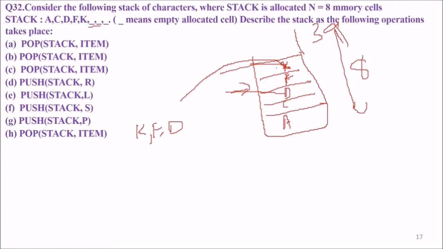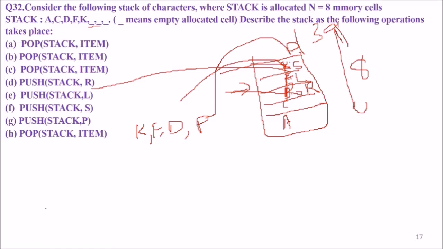Then push R. Because D has already come, 3 pops have taken place. Now these 3 places are empty. And then we push R. So we are pushing R. Then we are pushing L. So pushing L. I'll write it here. R, then L. Then pushing S. Then pushing P. And then popping the item. P will be popped.